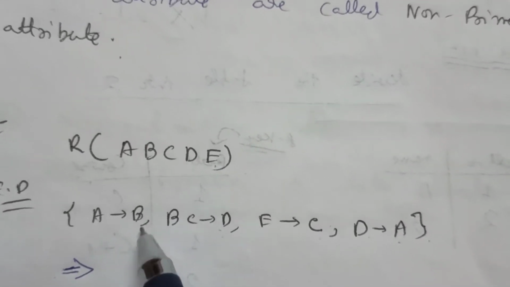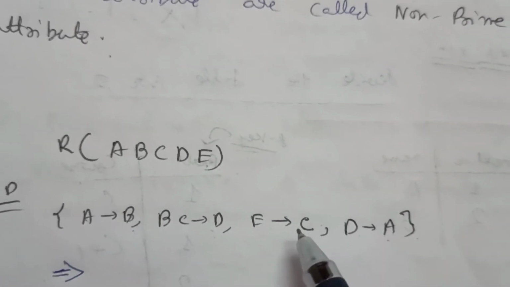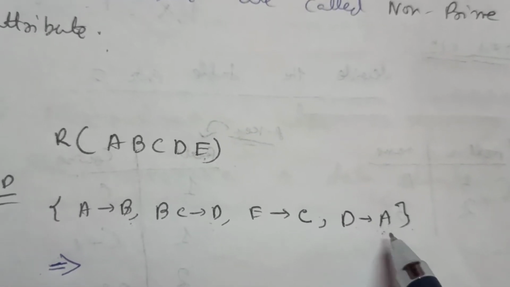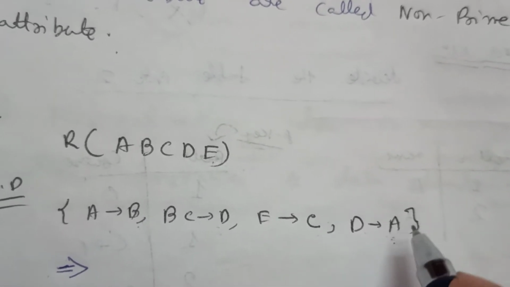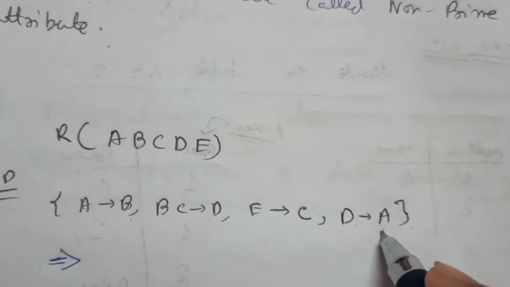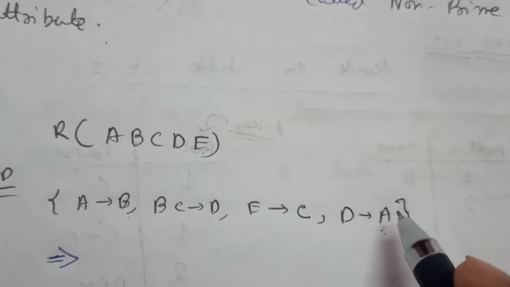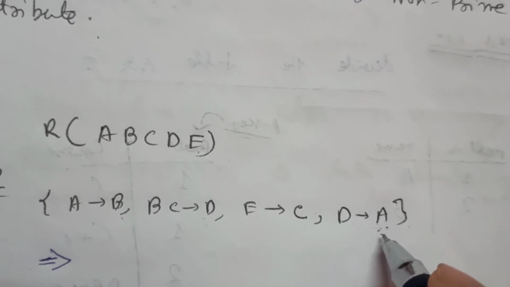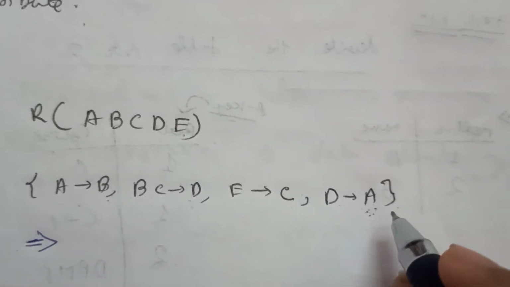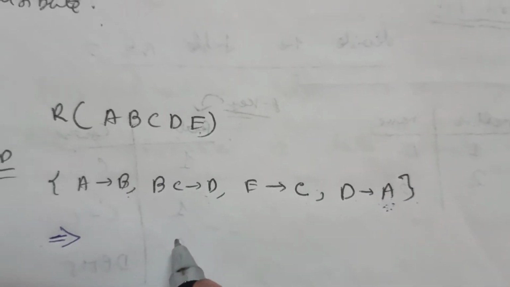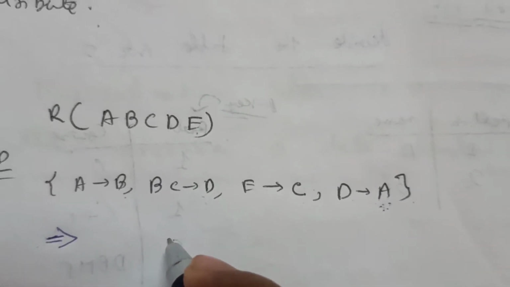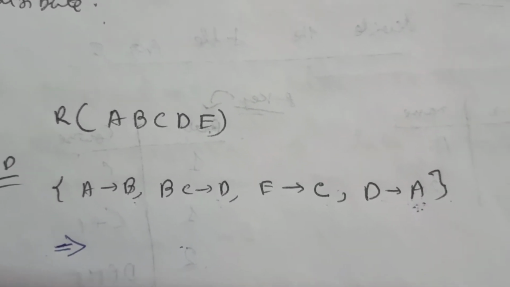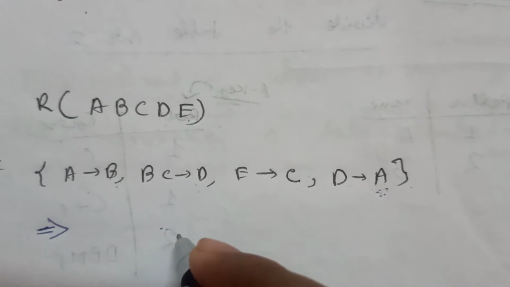Why will we check that? Because if an attribute is not on the right hand side of any functional dependency, then no other attribute can define this attribute. So this attribute must be part of the candidate key. Why? Because we know that an attribute can define itself. So if no other attribute can define an attribute, then it must be a part of our candidate key.